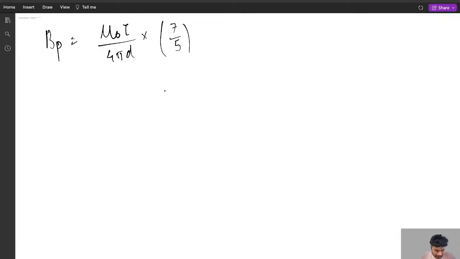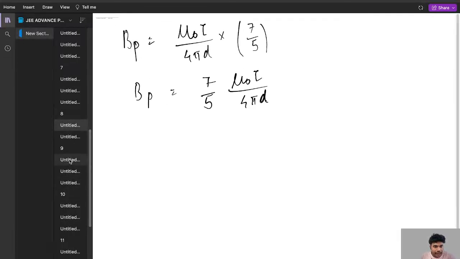Now we have to find the... Okay, do you understand this? That is BP is equal to 7 by 5 times mu naught I by 4 pi D. And what is the distance?